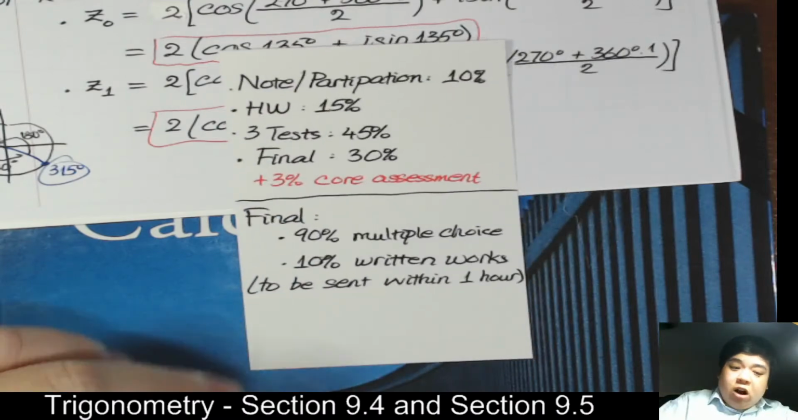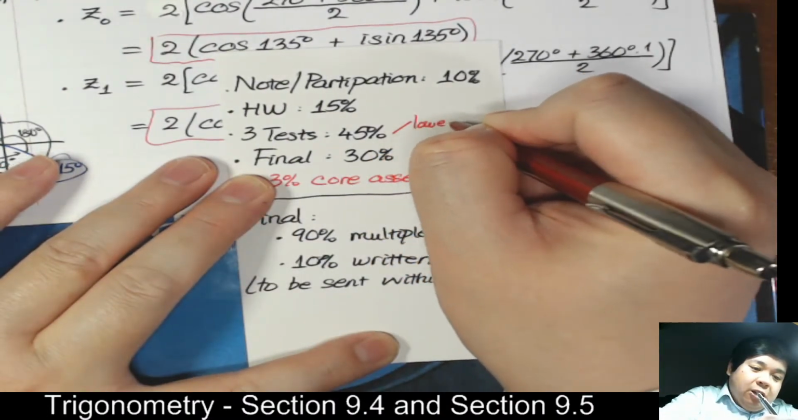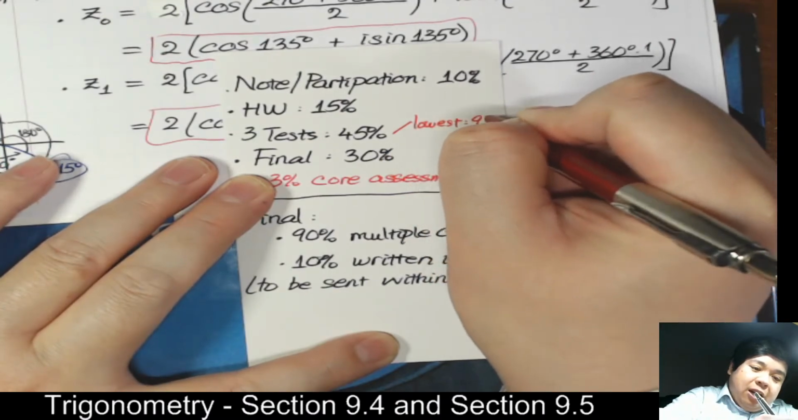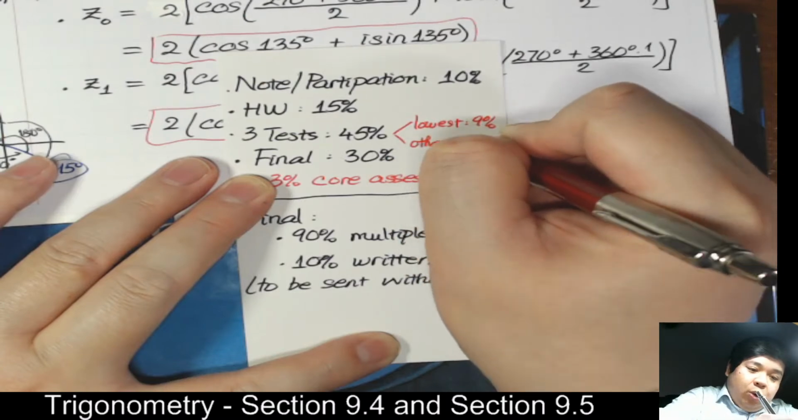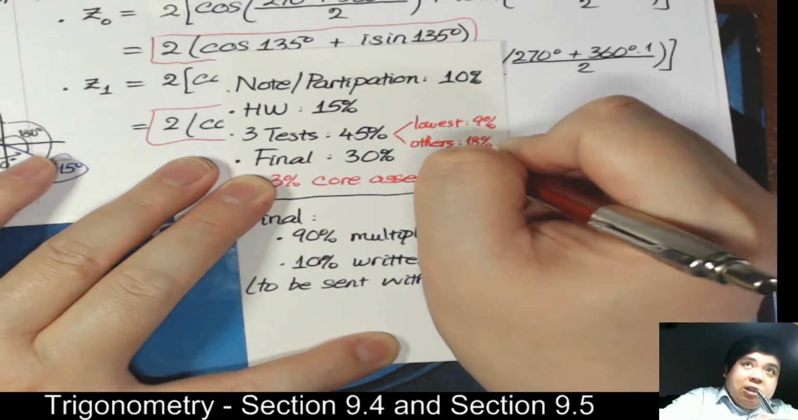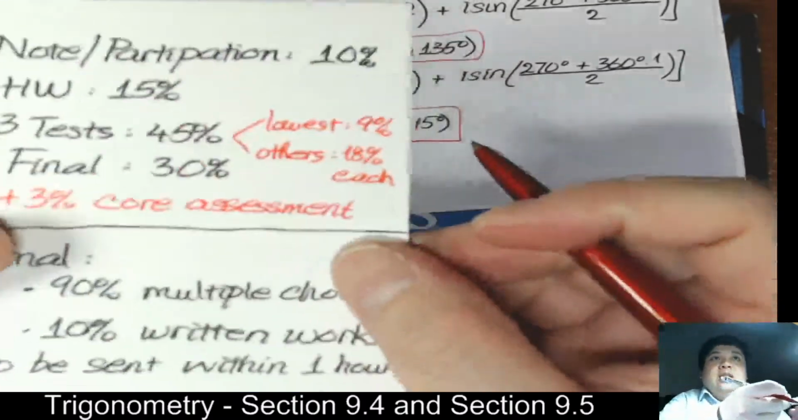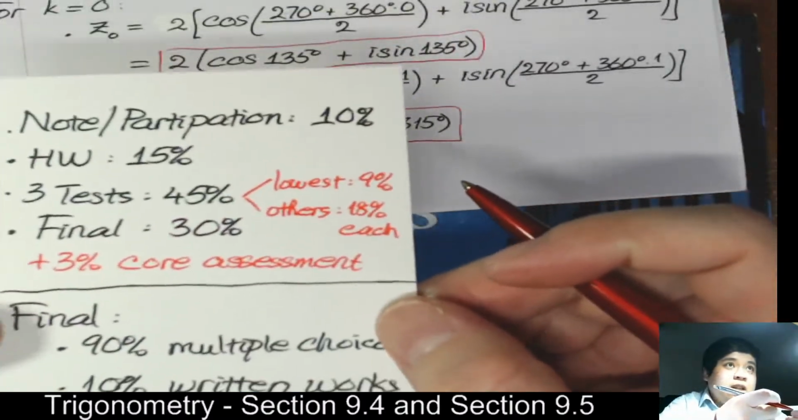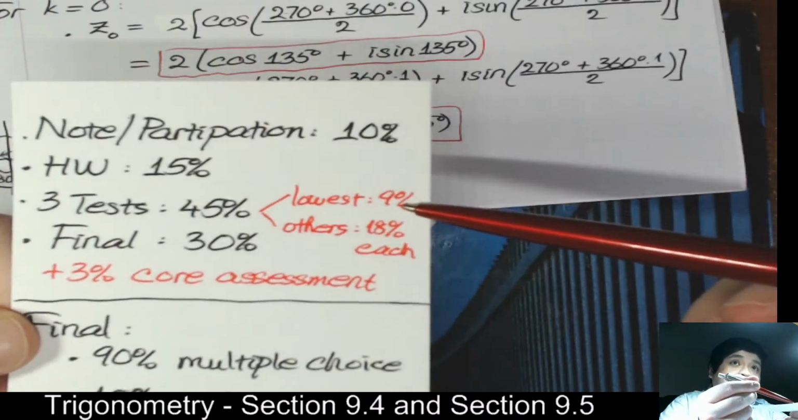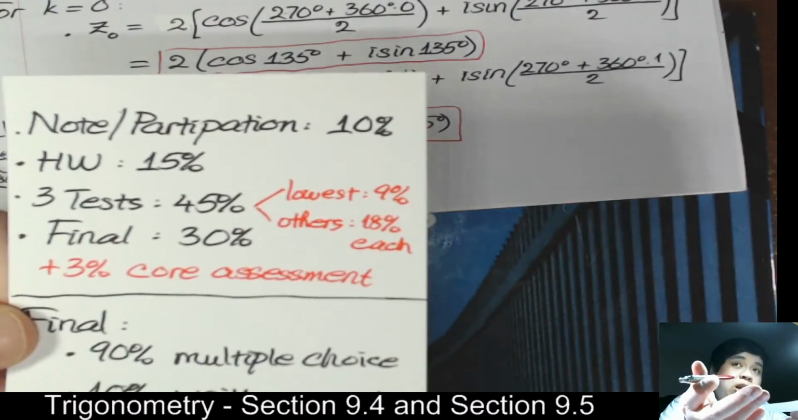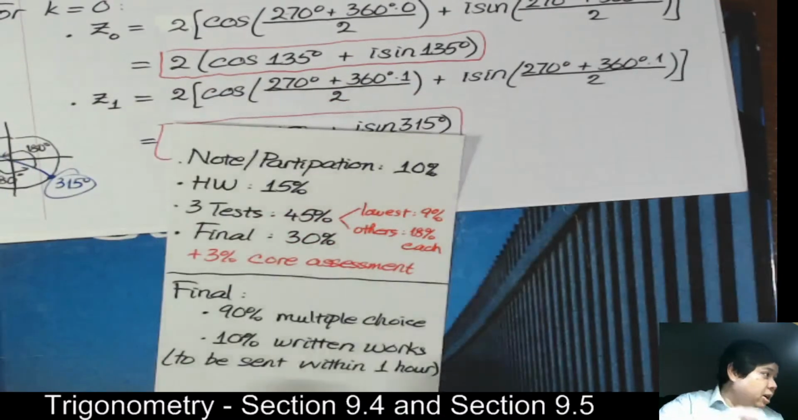And just like when we talked about the 3 tests, the lowest one is 9%, and the others have 18% each. Sorry, kind of small, but that's what it is. So when you take the 3 tests, whatever is lowest, I will count that 9%. The other, better tests will be 18%. Right.